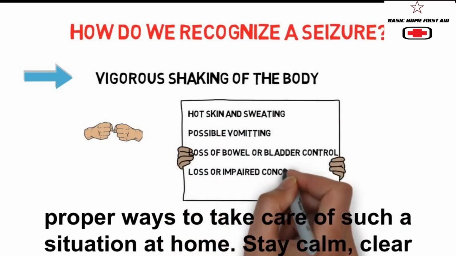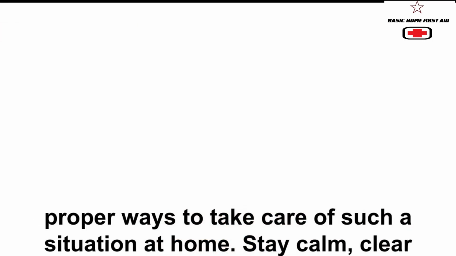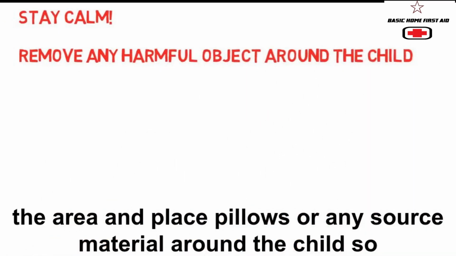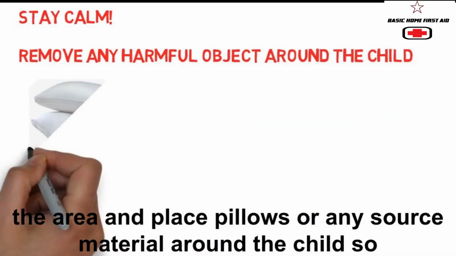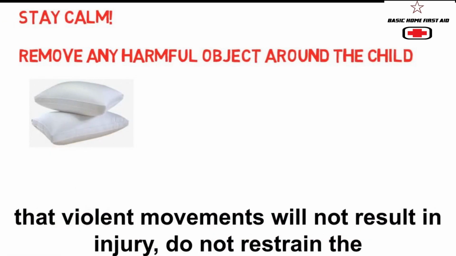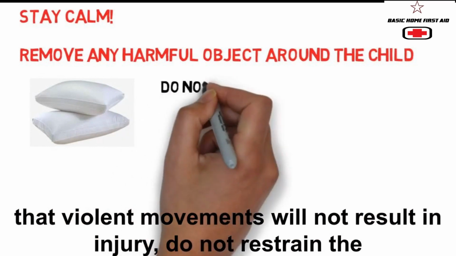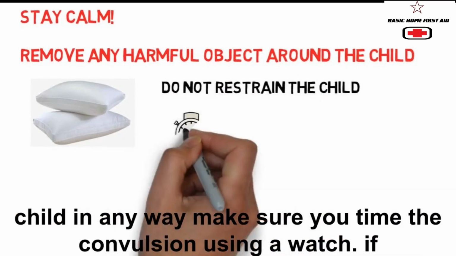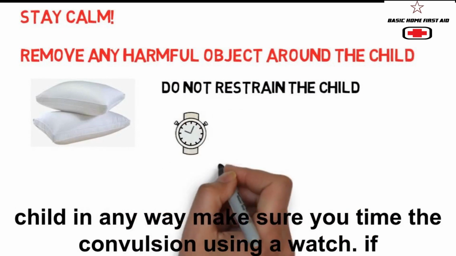Below are the proper ways to take care of such a situation at home. Stay calm, clear the area and place pillows or any soft material around the child so that violent movements will not result in injury. Do not restrain the child in any way. Make sure you time the convulsion using a watch.